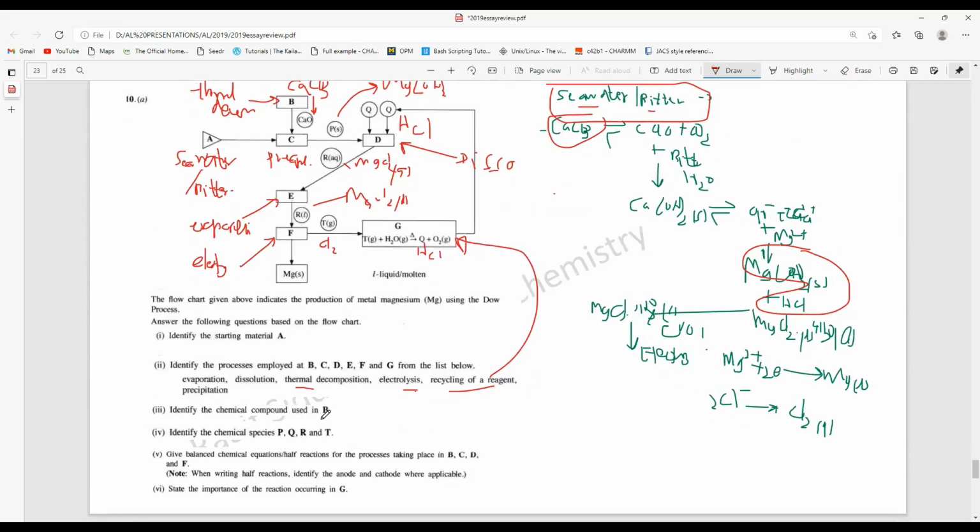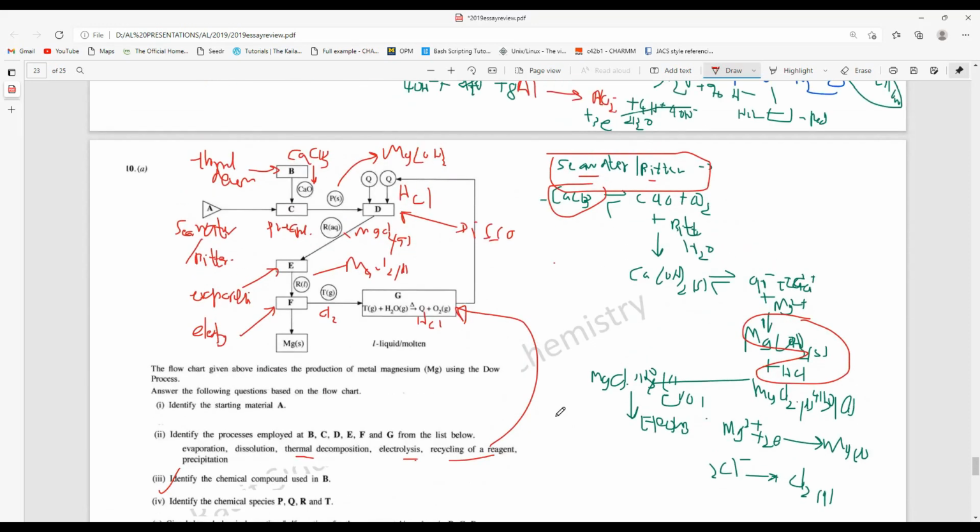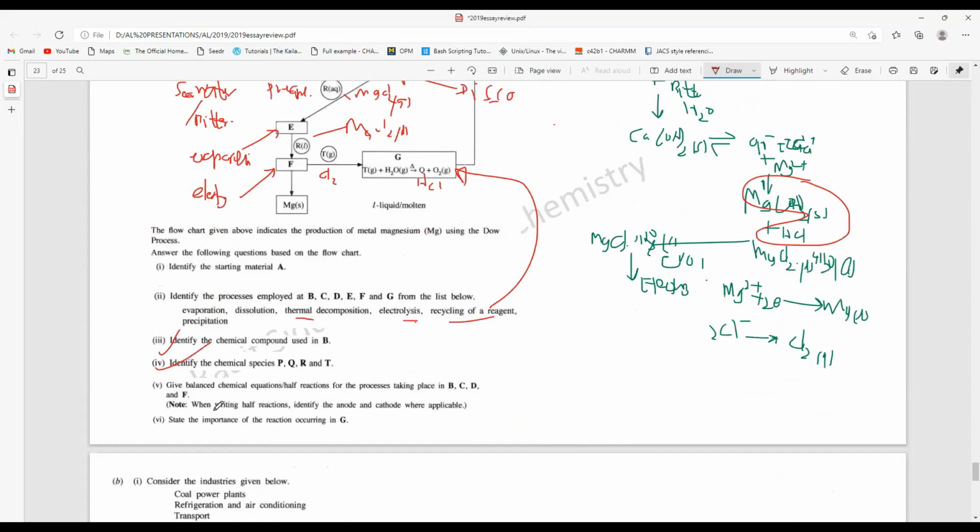Identify the chemical compound used in B. So what is B? This could be either calcium carbonate, limestone, or dolomite. You can write that. So you can write down either calcium carbonate or limestone. That is enough. Identify the chemical species P, Q, R, T. So I told you, P is magnesium hydroxide, R is MgCl2, T is chlorine, Q is HCl. So these are very simple things.